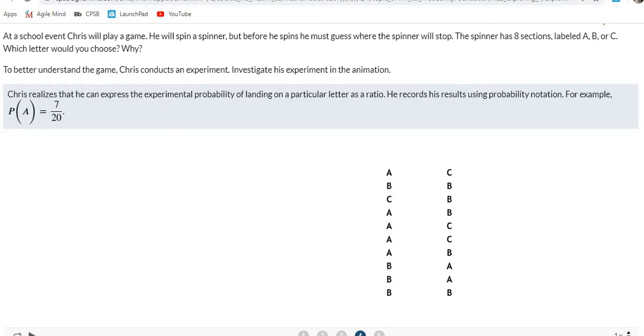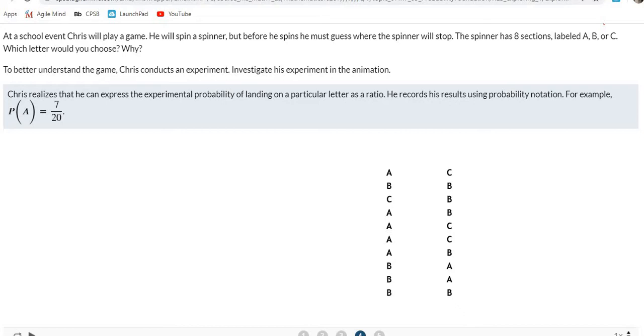So what this says is the probability of A happening is 7. Where did 7 come from? The 7 times it landed on A, over 20. Where did 20 come from? The total number of trials. So the probability of A happening is 7 out of 20, a fraction.